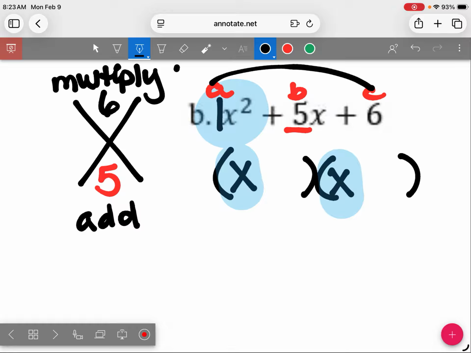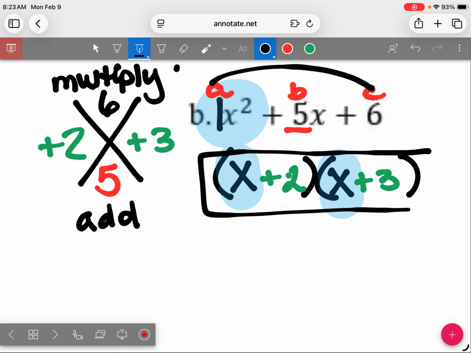2 and 3, and they're both positive. So what you're going to do is put a +2 in one parentheses and a +3 in the other. That is your final answer.